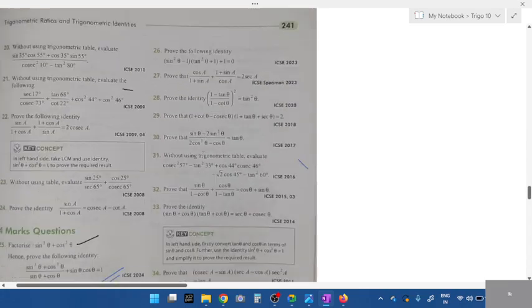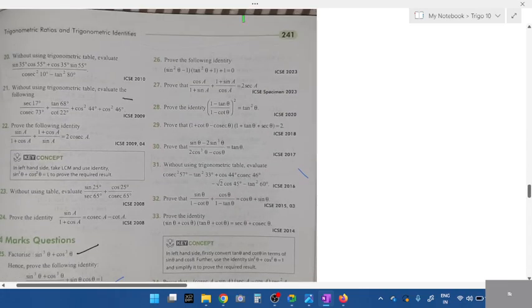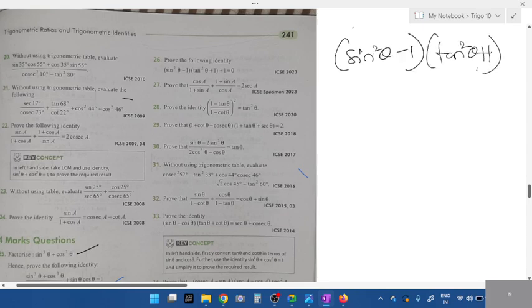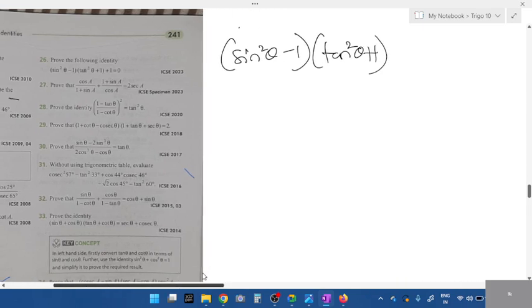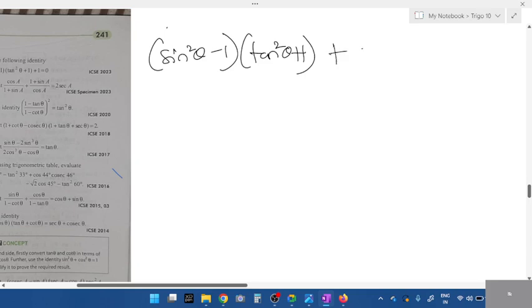Next, 26th question. Prove the following identity. Sine square theta minus 1, tan square theta plus 1, plus 1 is equal to 0.